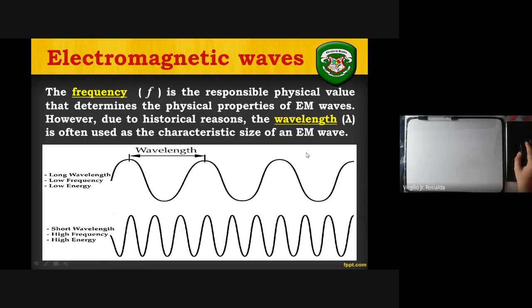In the first wave, we have a wave which has a longer wavelength compared to this wave which has a shorter wavelength. So dito, medyo mahaba yung distances ng two crests. Dito naman medyo maliit or maiksi yung distance ng two crests or two troughs dito. So technically, they are different in terms of their wavelength, in terms of their energy, and in terms of their frequency.